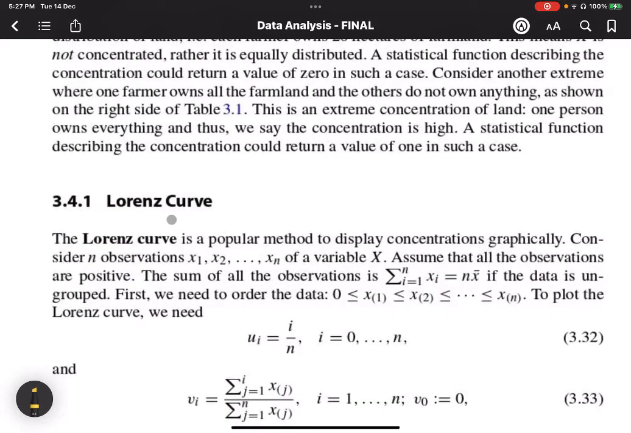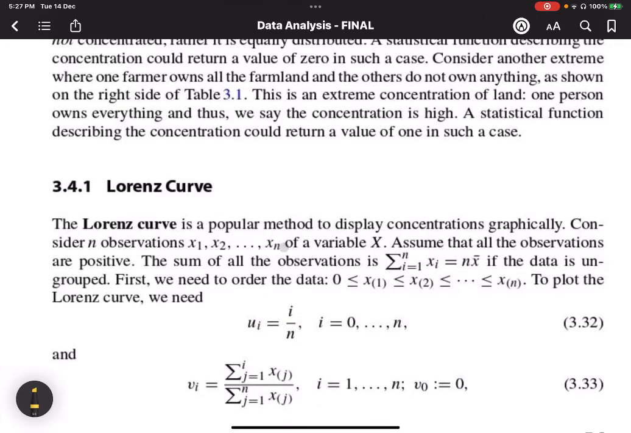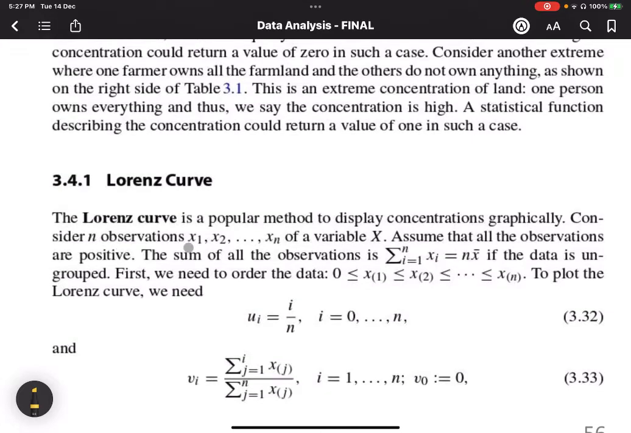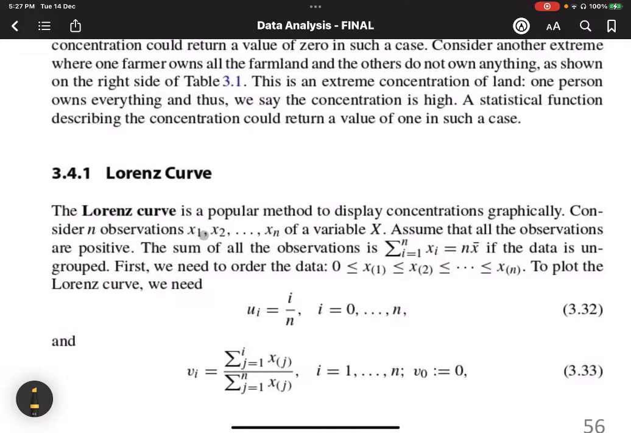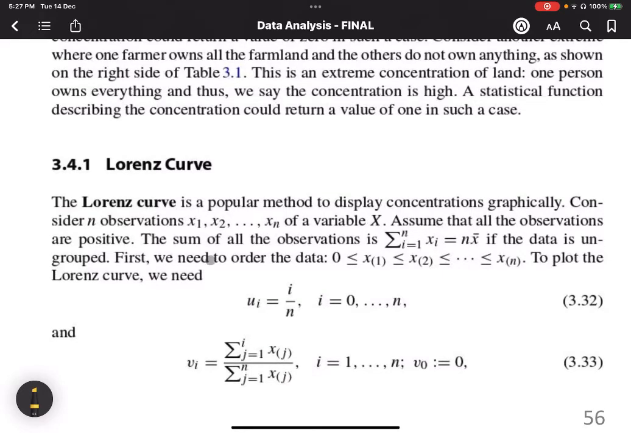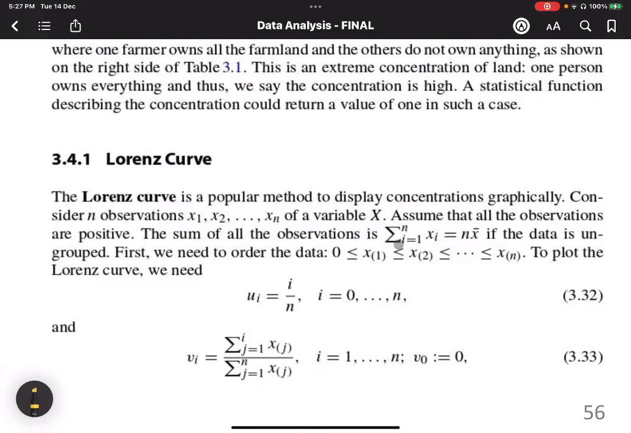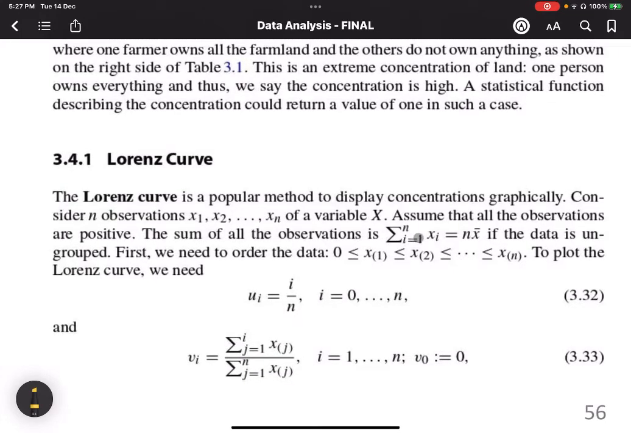So number 1 is to use the Lorentz curve. The Lorentz curve is a popular method to display concentrations graphically. So ano to? So again, we have the n observations, the total observation. The x1, x2, xn are the variable x. Assume that all the observations are positive. The sum of all the observations is, so we have the summation formula.